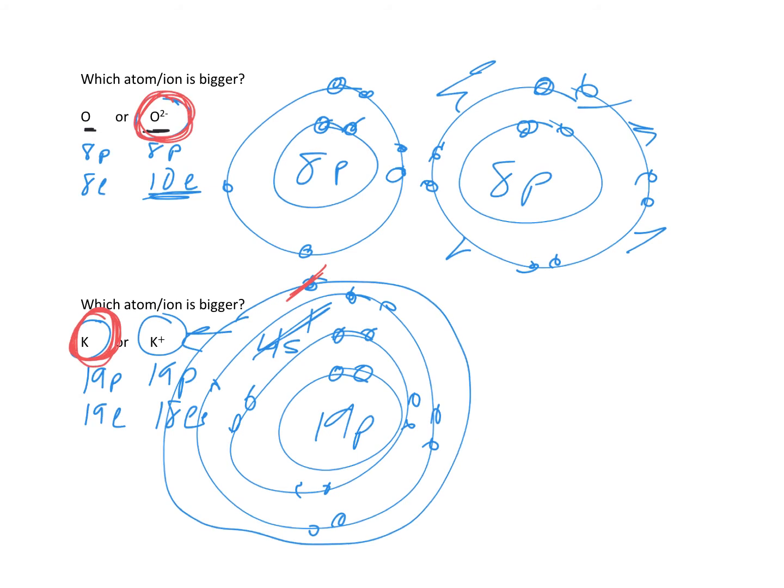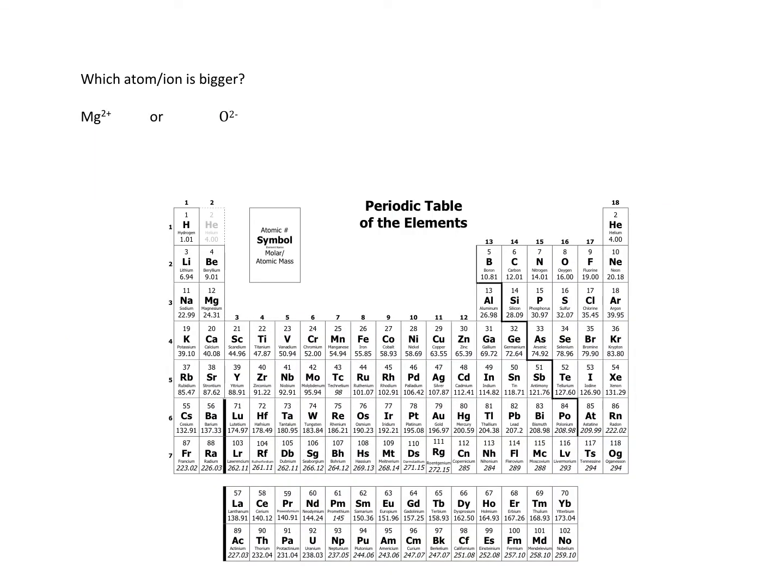Let's look at one that's a little more complicated. Here we have Mg2 plus and O2 minus. Mg has 12 protons, and because it's 2 plus, it has 10 electrons. O2 minus has 8 protons, and because it's minus 2, it has 10 electrons. So they both have the same number of electrons. They're both effectively like neon. We say they're isoelectronic with neon.